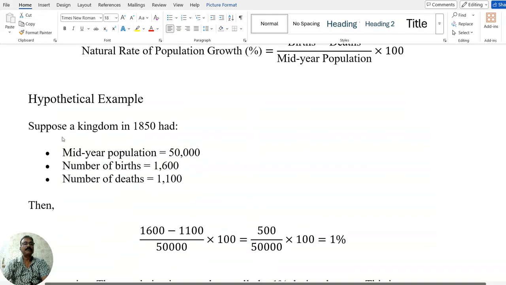So hypothetical data: suppose a kingdom in 1850 had a mid-year population of 50,000, number of births equal to 1600, and number of deaths equal to 1100.